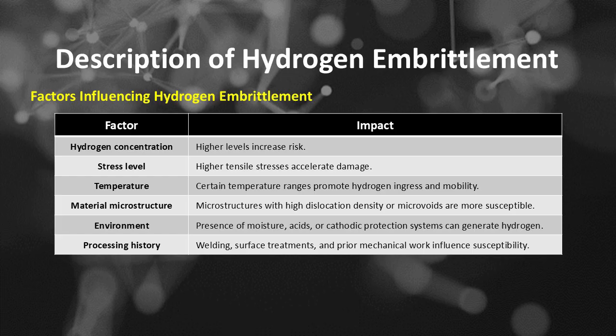Number 5, environment, where the presence of moisture, acids, or cathodic protection systems can generate hydrogen. Number 6, processing history, where welding, surface treatments, and prior mechanical work influence susceptibility.